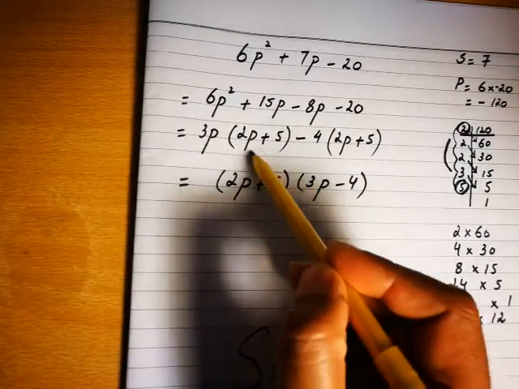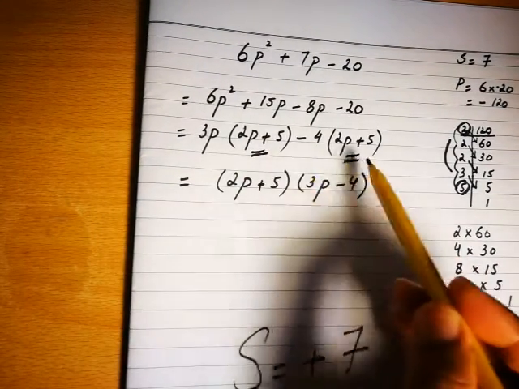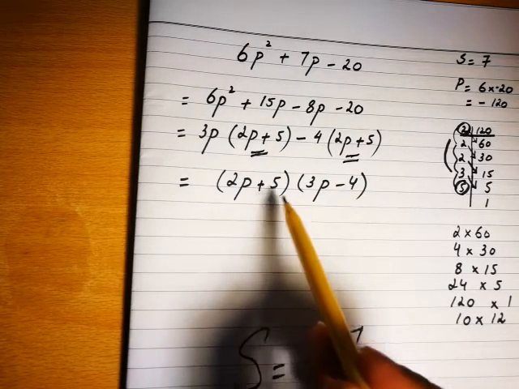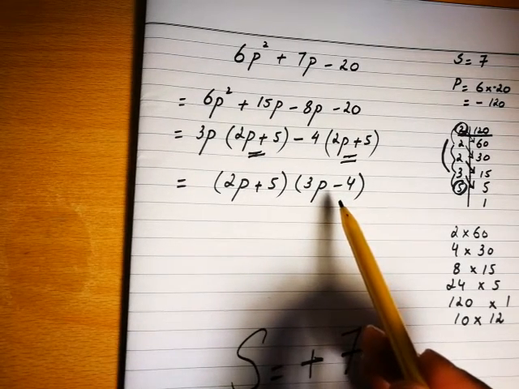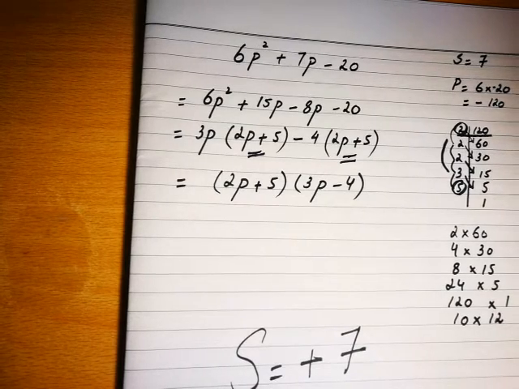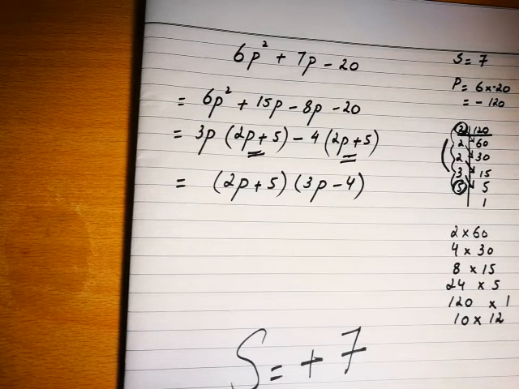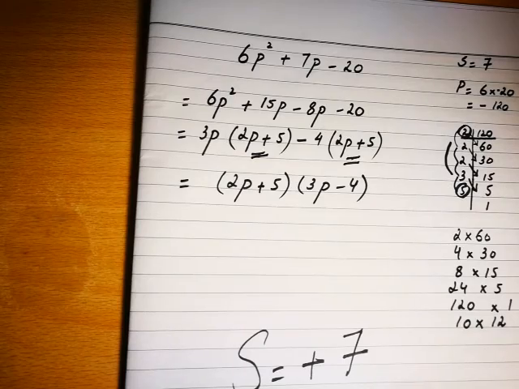Now, 2p plus 5 is obviously a common factor. And we are going to take 2p plus 5 common, leaving 3p minus 4. This is the method we are going to use for the factorization. We can definitely go for other questions and other examples to master this. That's it for today.